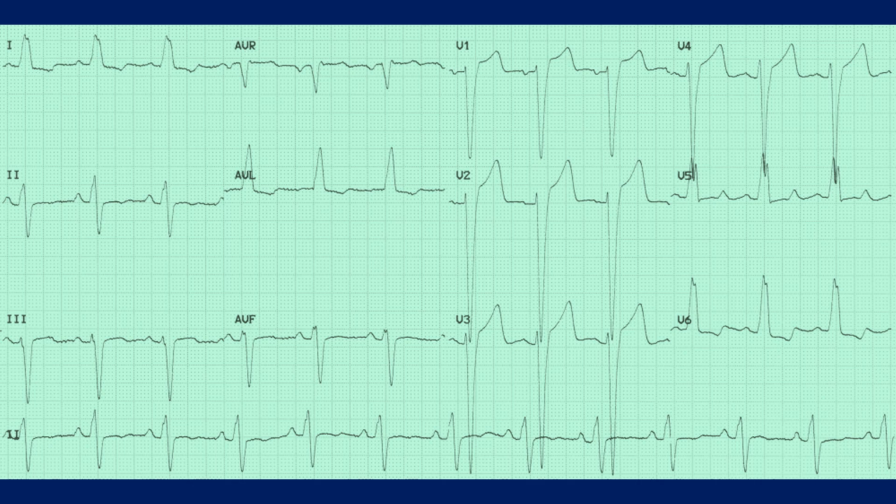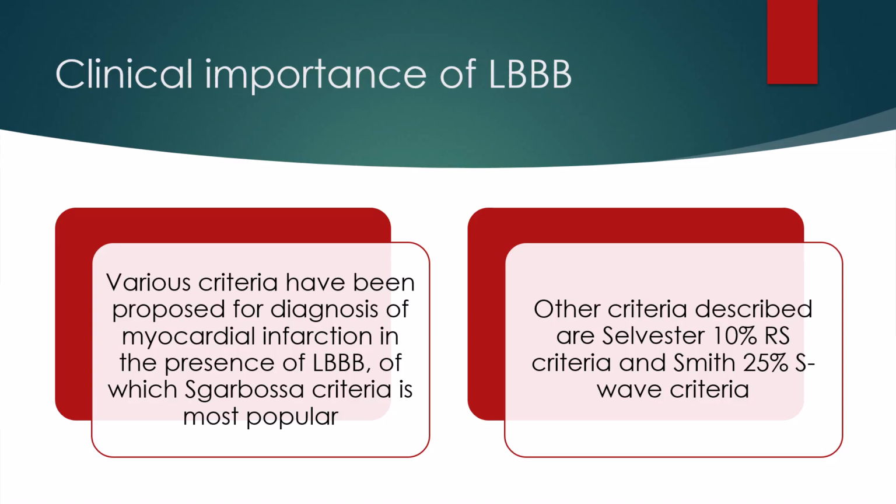during exercise testing. Various criteria have been proposed for diagnosis of myocardial infarction in the presence of LBBB, of which Scarbosa criteria is most popular. Other criteria described are Sylvester 10% RS criteria and Smith 25% S-wave criteria.